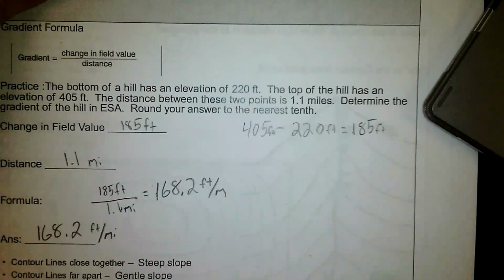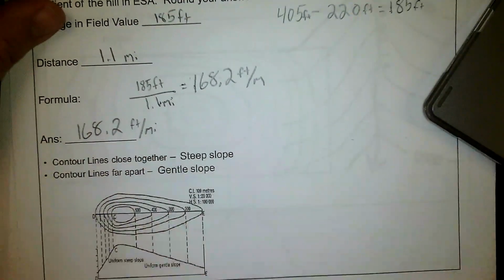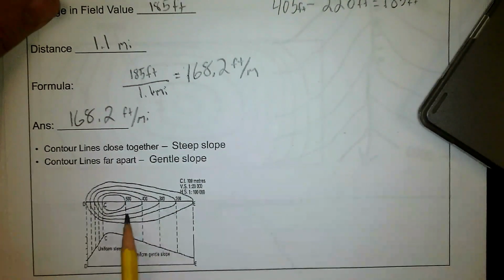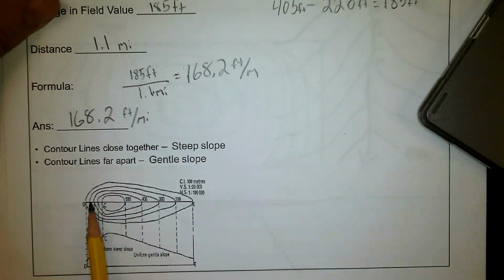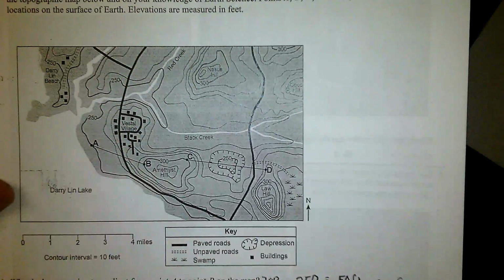Now, let's say they didn't give us these numbers and we were just looking at this on a map. The closer my lines are together, the steeper my slope is going to be. The further apart they are from each other, the more gentle or less sloped my landscape is going to be. Now I quickly want to show you how to do this when we have an actual map to look at.